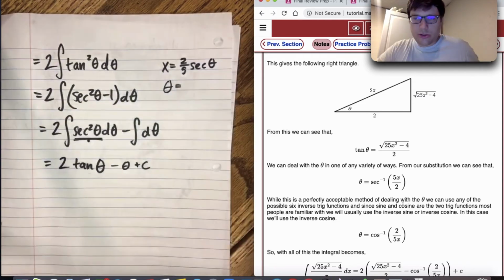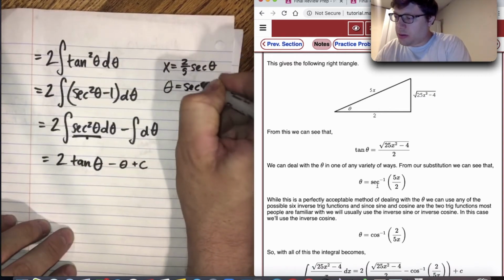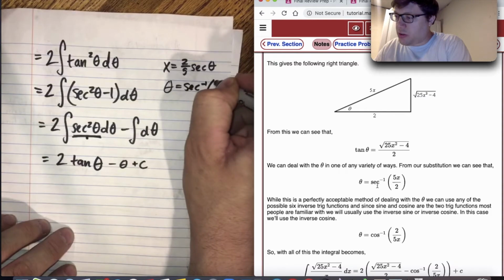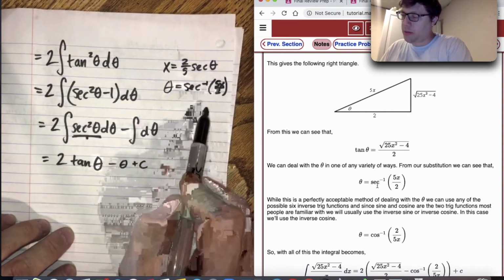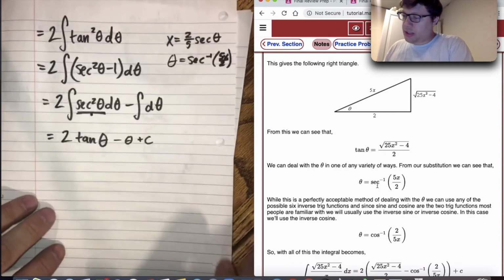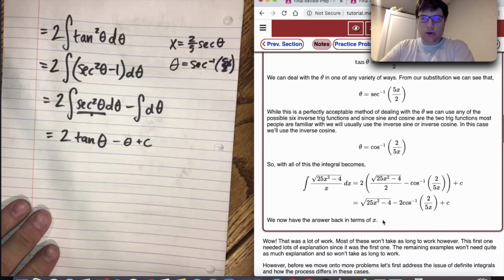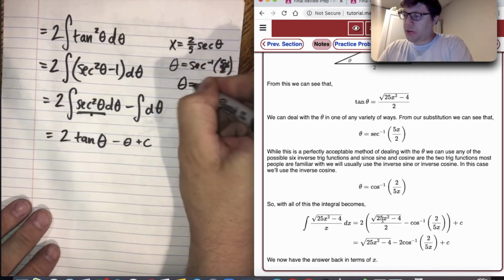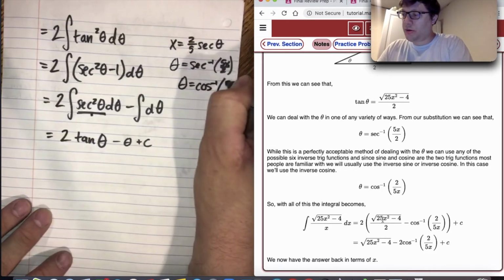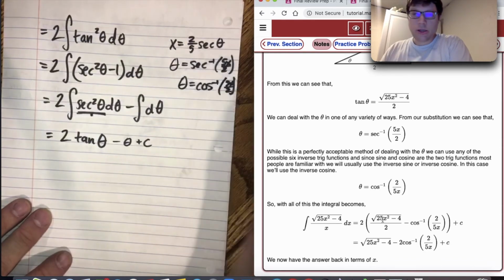Why am I doing this? Just get to the answer. It's right here: secant inverse of 5x over 2. All right, so since we have secant inverse of 5x over 2, we can plug that in there. Why would we do that? Oh, that's nice. They flipped the thing. They say that theta also equals cosine inverse of 5x over 2.